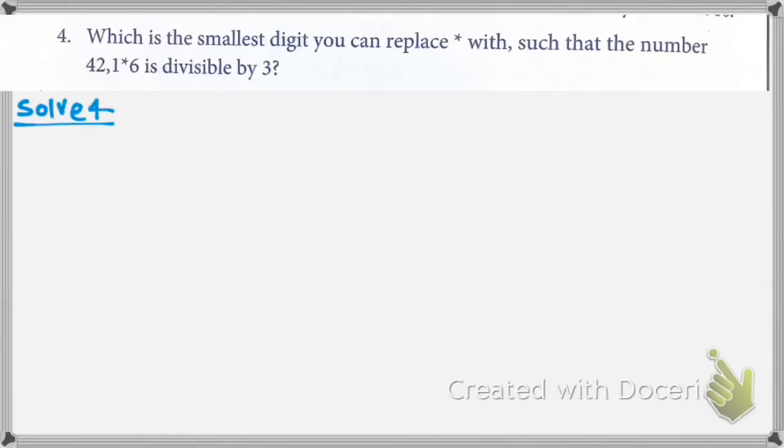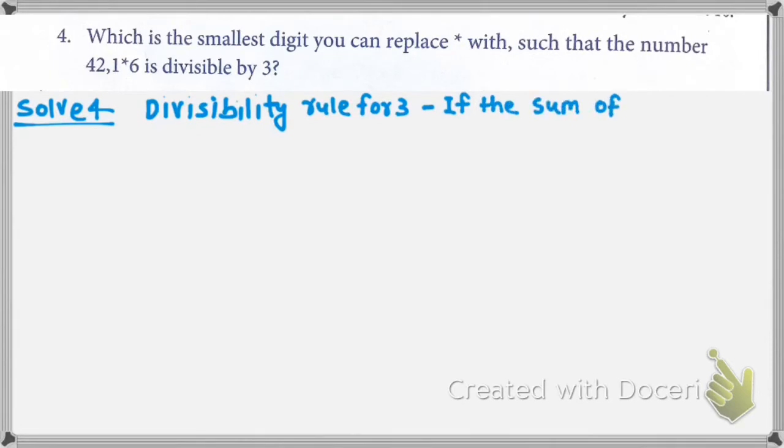So students, let's first write the divisibility rule for 3. In all the questions, first write the divisibility rule. So what is the divisibility rule for 3? If the sum of all the digits is divisible by 3, then the number is divisible by 3.